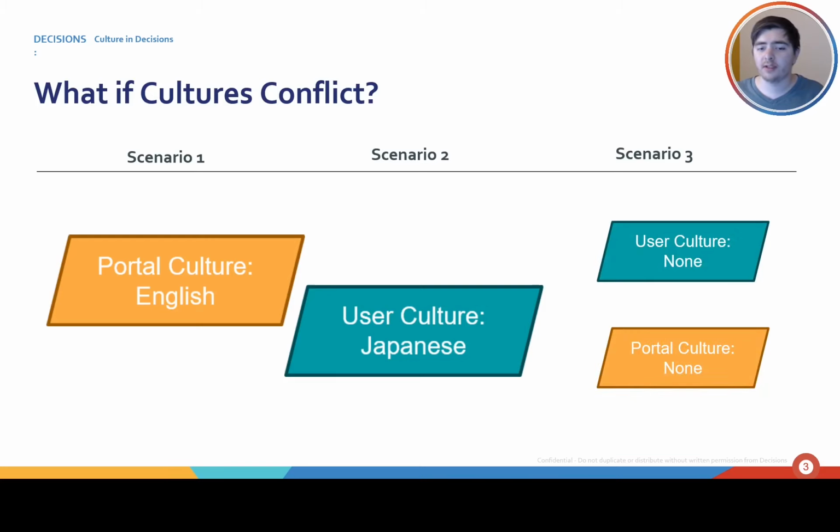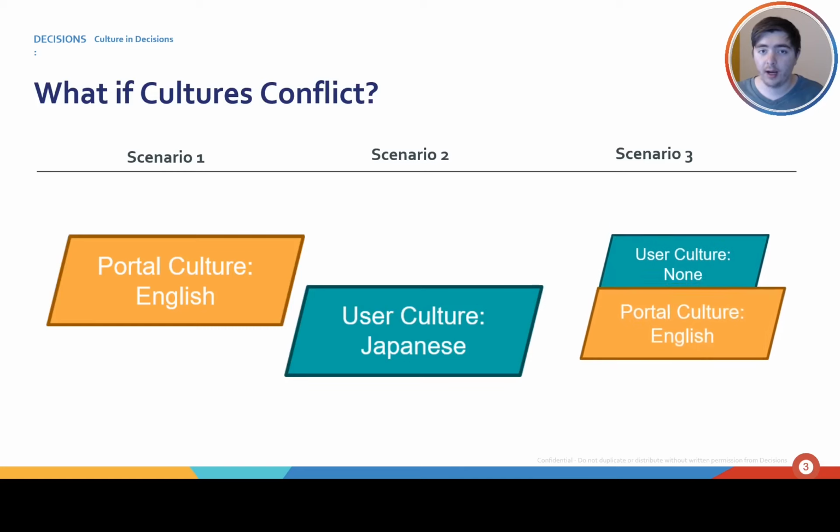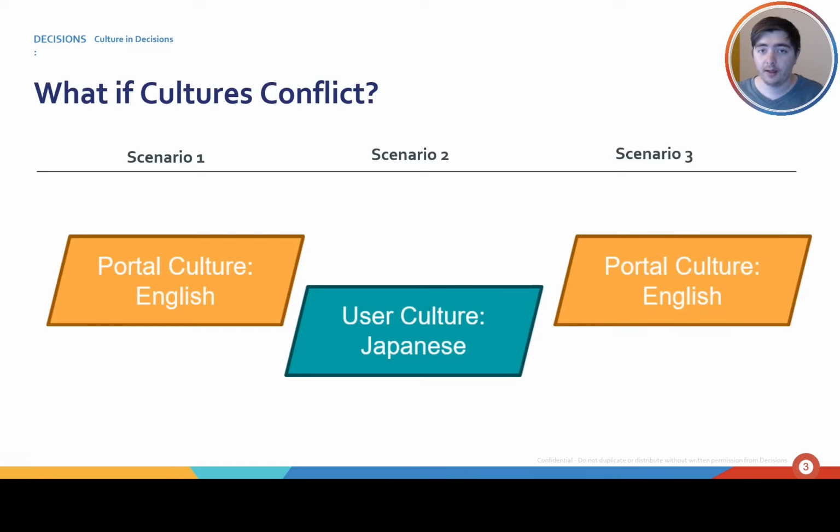Let's go over the third scenario, where neither the user nor the portal has a culture set. Well, Decisions has a check for this. If you try to set the portal culture to none, it will revert it back to a default culture, typically English, and from there, it will then override, just like in scenario 1, the non-cultured user.